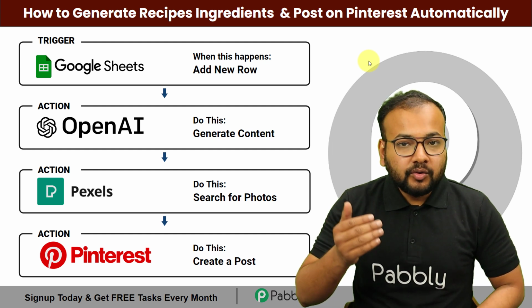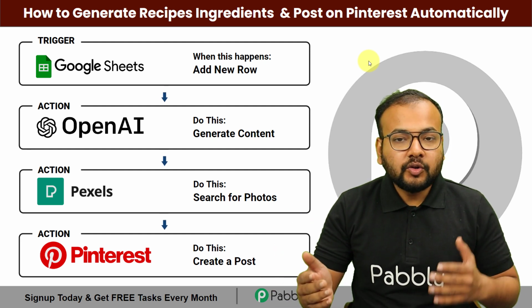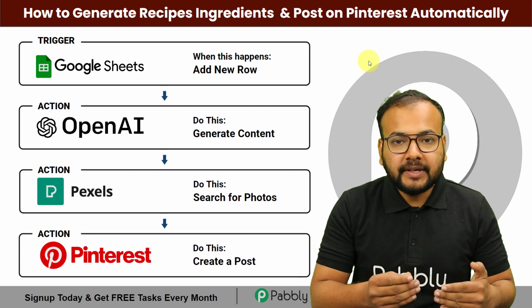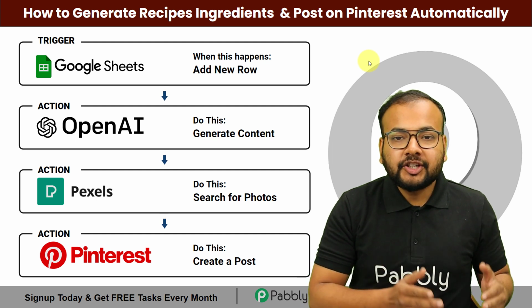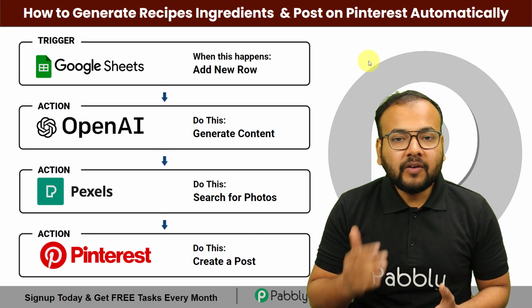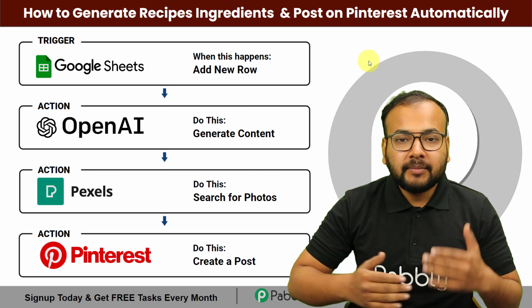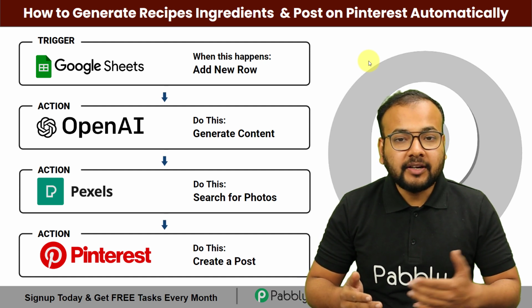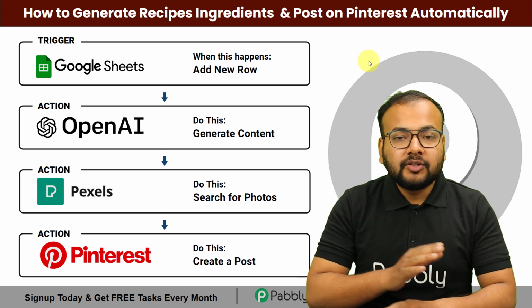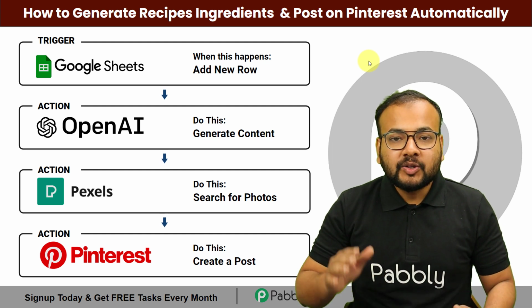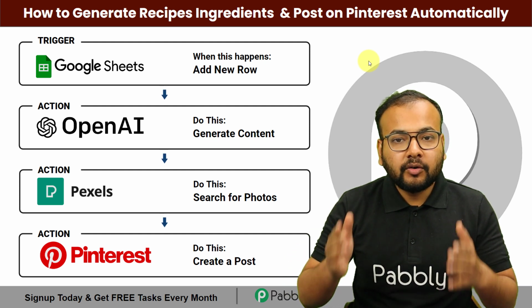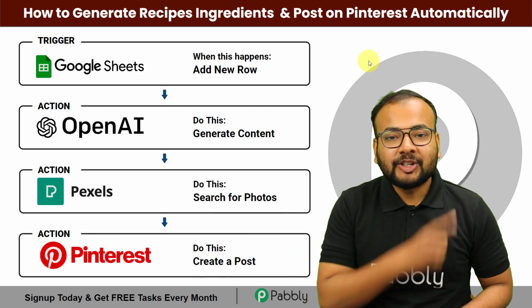So guys, if you want to improve your reach on Pinterest, you can use this automation, and here you just have to add some details of the recipes that you want to share inside a spreadsheet in Google Sheets application, and after that the ingredients will be generated out of OpenAI automatically, and an image will be generated using Pexels website automatically, and it will be shared as a pin on your Pinterest handle, and you do not have to do anything manually. So guys, this will boost your online presence on Pinterest and helps you in growing your reach. So guys, let's set up this automation together.